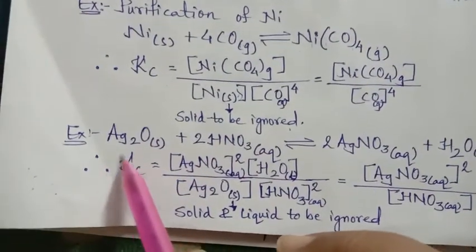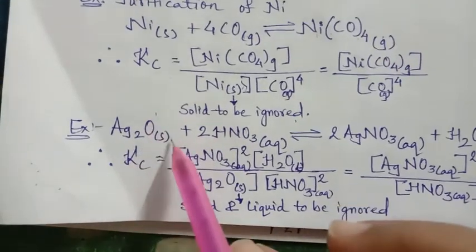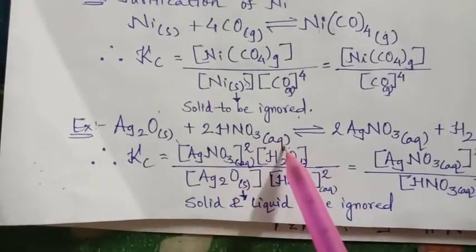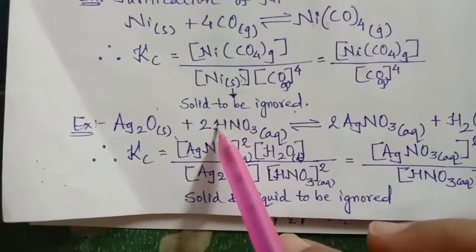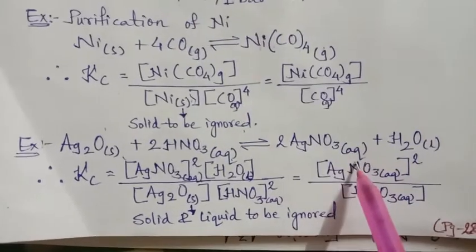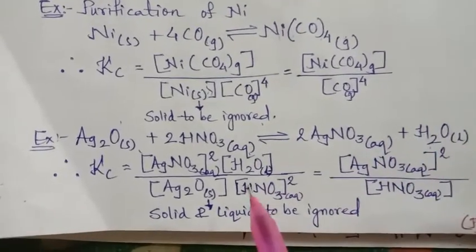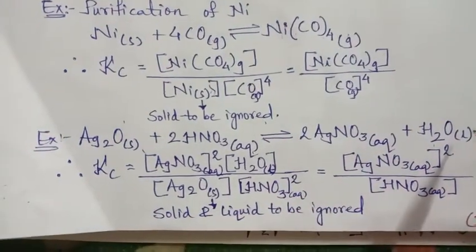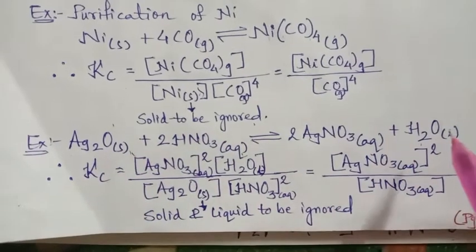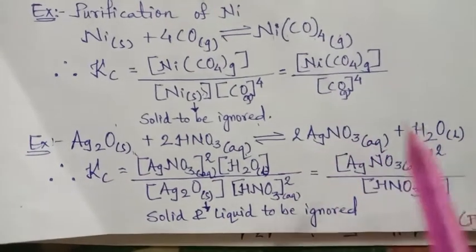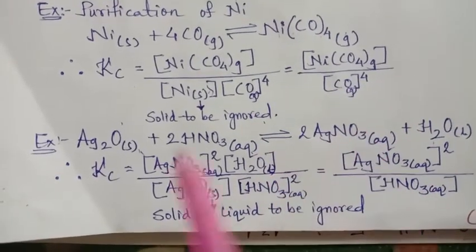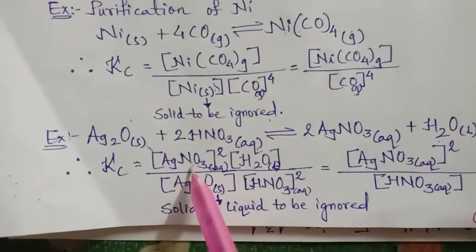And one more example, Ag2O silver oxide in a solid form reacts with HNO3 in aqueous form having 2 moles, gives 2 moles of silver nitrate AgNO3 in aqueous form and H2O liquid. So looking to this reaction equation form, this is solid, this is liquid. Both have to be ignored. So if you now remember this, you can directly go for this step also. But if you have forgotten, then first write this, what we have already learned.